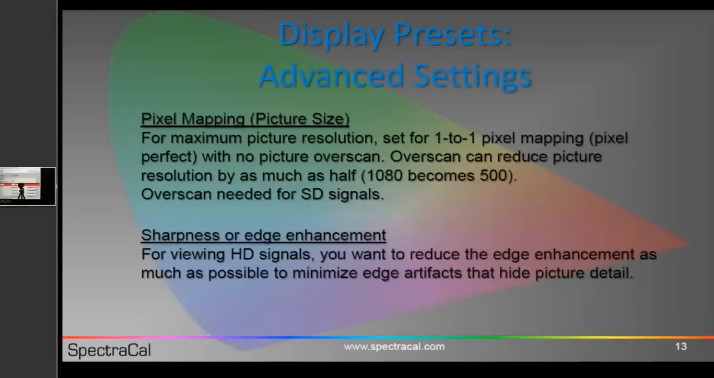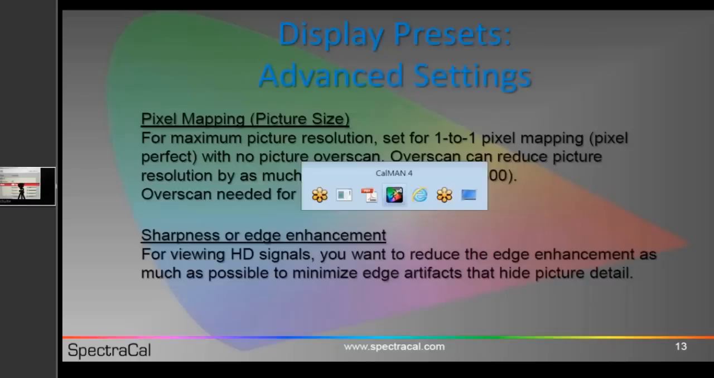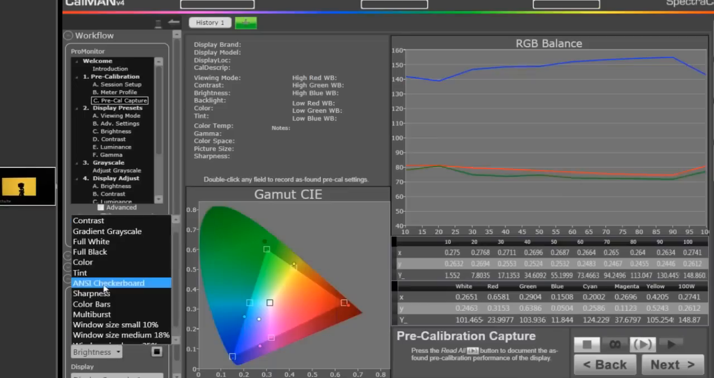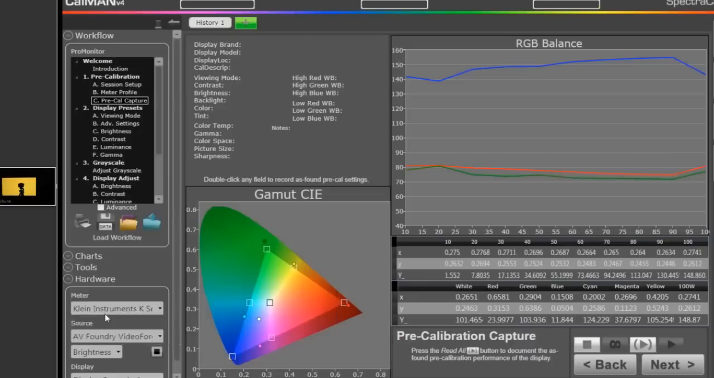One of the next things we're going to want to select, after we've selected an appropriate viewing mode, which is probably a movie or cinema mode, or in this case the expert mode, is to set up our picture size or pixel mapping. We want to be sure that our picture is not overscanned on HD signals, because if it is, we know that the display is going to be reduced in resolution. So let me switch over to a multi-burst test pattern.